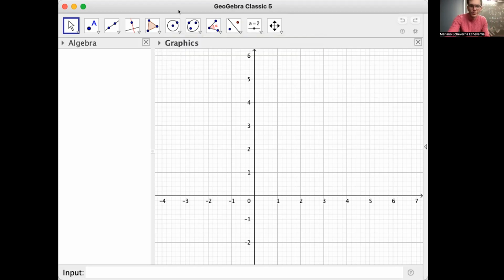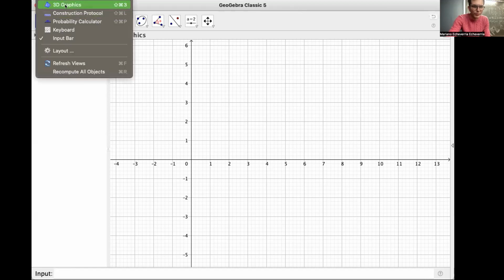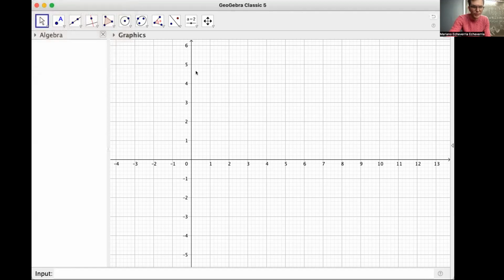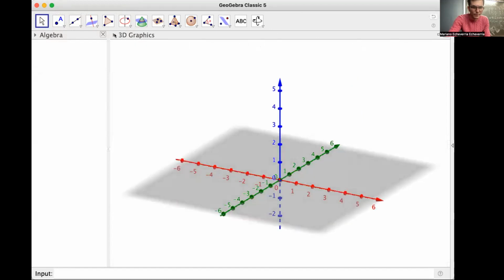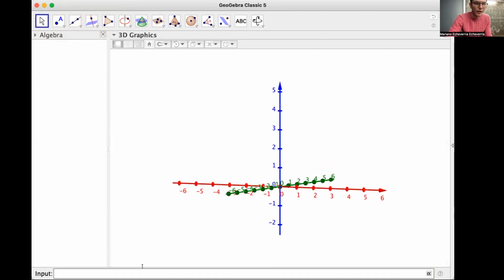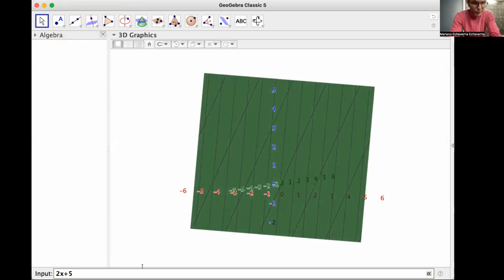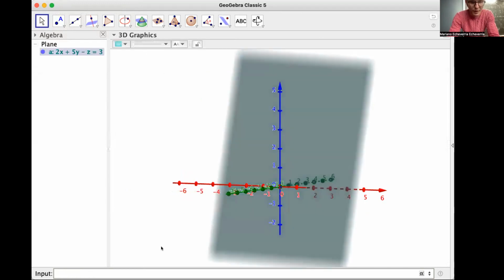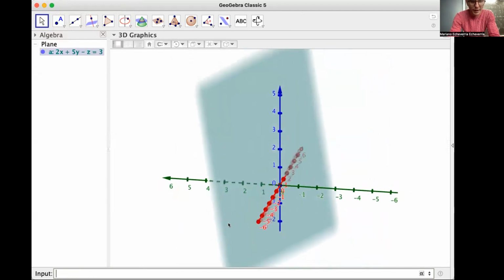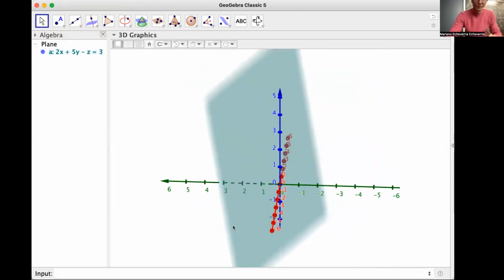Perfect. You can do this on the online version of GeoGebra, but I prefer the one you can download on your computer. Let me go to the 3D view. One of the original equations of the system was, check what I'm writing in the input, 2x plus 5y minus z equals 3. So you see you have this plane. The first equation represents a plane.